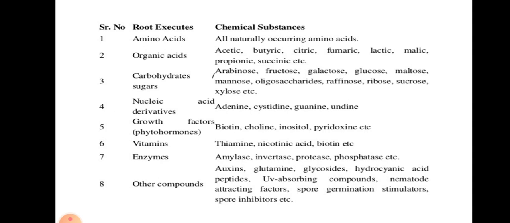Nucleic acid components like adenine, cytosine, guanine, uridine are present. Then growth factors like biotin, choline, inositol, pyridoxine, etc. may be found. Vitamins like thiamine, nicotinic acid, biotin, etc. Enzymes like amylase, invertase, protease, phosphatase are found. Auxins, glutamine, glycosides, hydrocyanic acid, peptides, UV absorbing compounds, nematode attracting factors, spore germinating stimulators, spore inhibitors, and other compounds are also found in the root exudates.